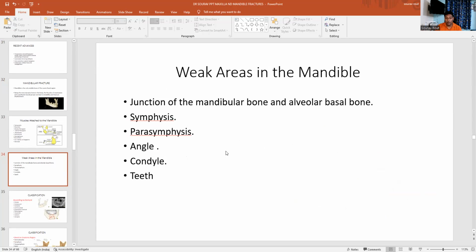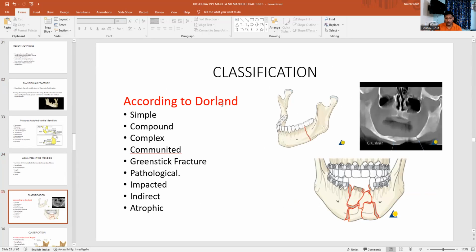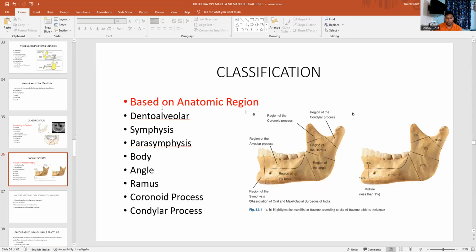The weakest areas of the mandible are the junction of the mandibular alveolar bone and basal bone, symphysis, parasymphysis, angle, condyle, and the teeth. Classification according to Dorland can be simple, compound, complex, comminuted, greenstick fracture, pathological, impacted, direct, indirect, and atrophic. These are the various classifications given by Dorland. Classification according to the anatomic site: dentoalveolar segment, symphysis fracture, parasymphysis fracture, body fracture, angle fracture, ramus fracture, coronoid, and condylar process fracture. The various percentages of fractures are also listed here, the condyle being the most common, the highest.